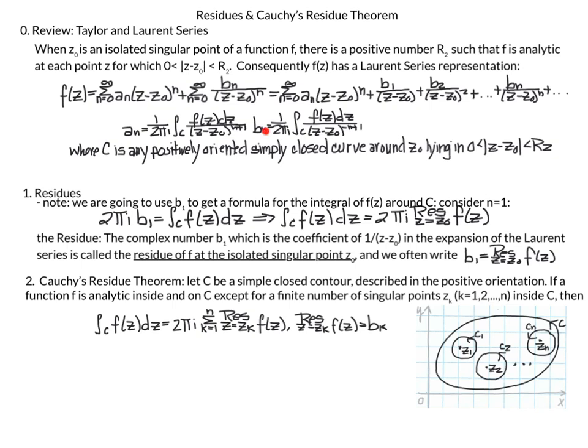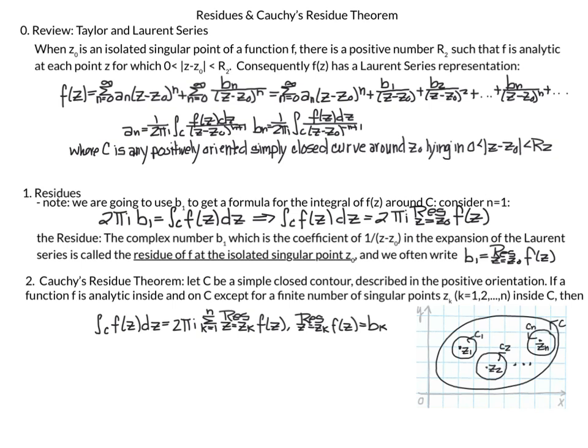So when n is equal to 1, we can multiply both sides of the equation by 2 pi i, so we get 2 pi i b1 is equal to the closed curve integral of f of z dz, and now the exponent over here is going to be minus 1 plus 1, so this just becomes a 1. So what this implies is our closed curve integral of f of z dz is equal to 2 pi i times b1, and we call this b1, this coefficient that goes with the 1 over z minus z naught term, the residue at z equals z naught.